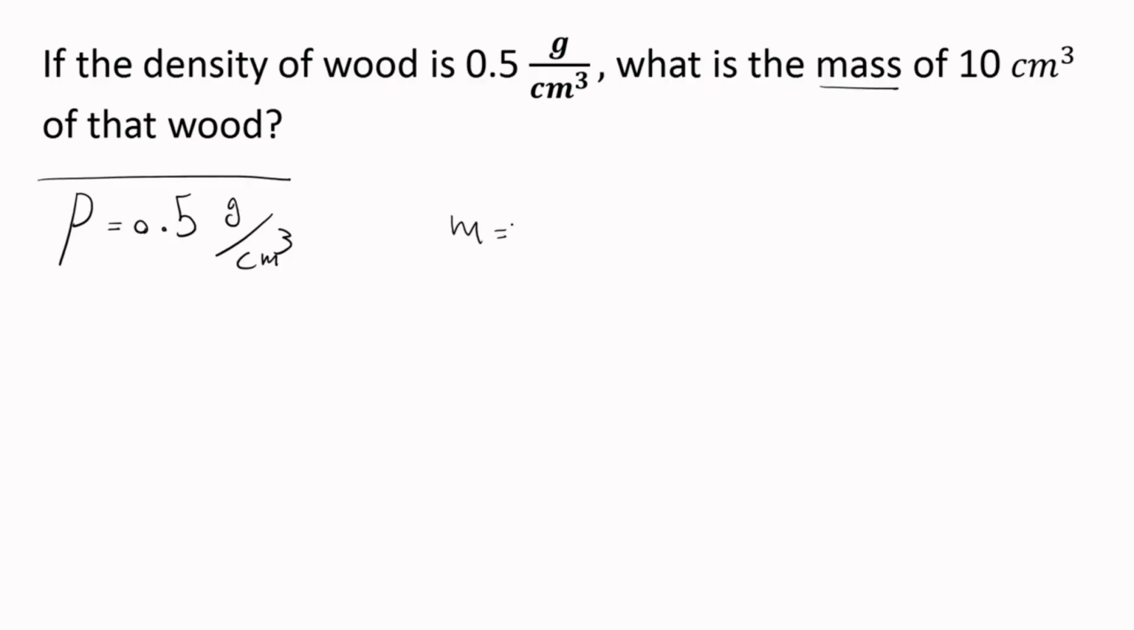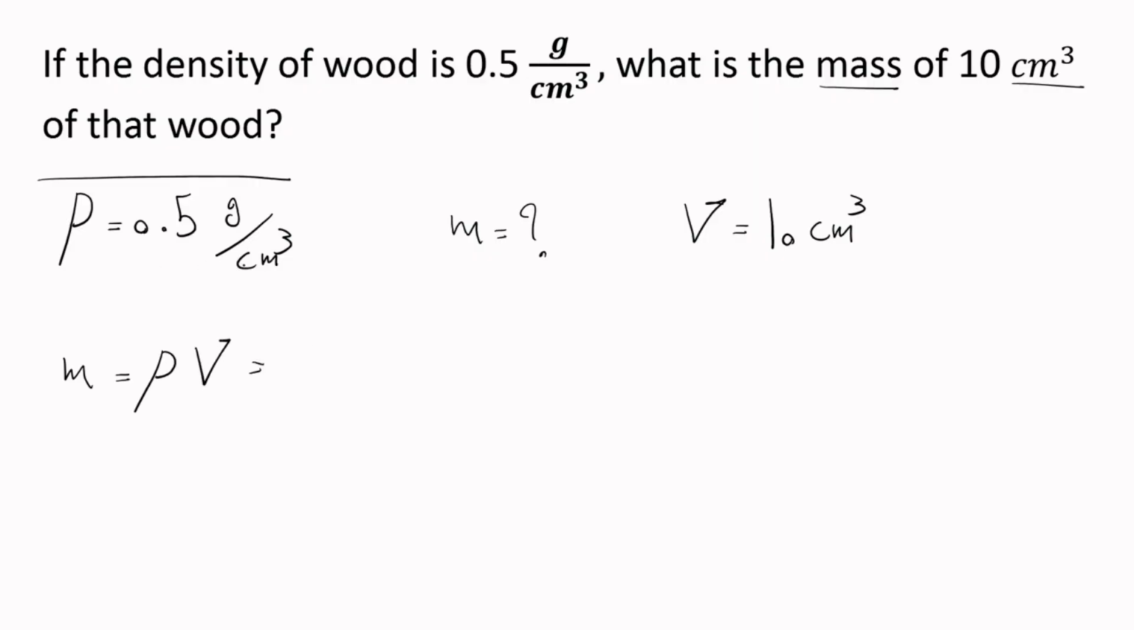So M is equal to question mark, and I have the volume. How can I realize that this value is showing the volume? Because of the unit. So V is equal to 10 cubic centimeters. What was the formula for calculating the mass? M is equal to rho times V.